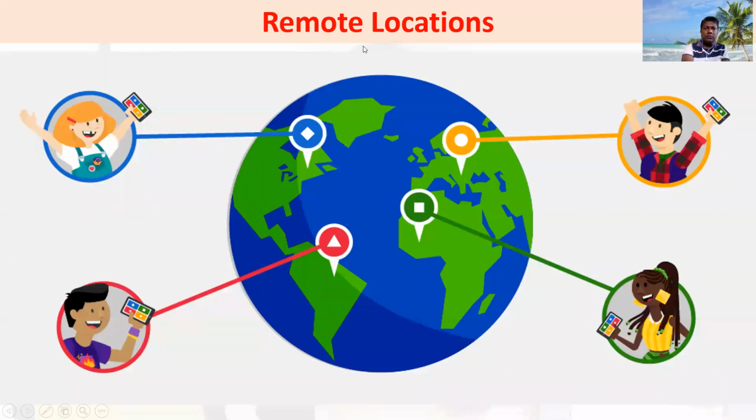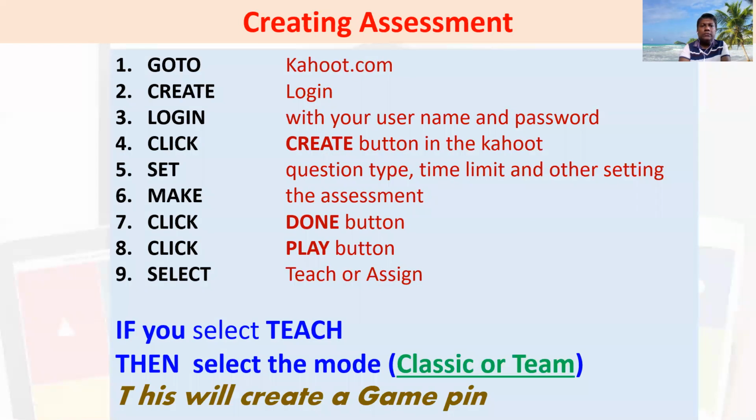The other way is remote location. In the remote location mode, there is no need to gather together at the same time, in the same place, right? They are in remote locations, in their own places, and they can play this game. That's the difference between remote location and the classroom method. Right. Then we'll see creating the assessment.